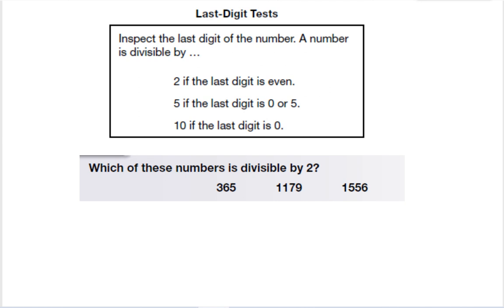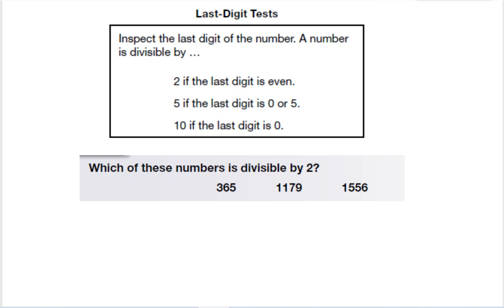So the first set of tests are what we call last digit tests. And so we're looking at the last digit of a number. So if the last digit in a number is even, then we can divide it by 2. If the last digit is 0 or 5, then we can divide it by 5. If the last digit is 0, then we can divide it by 10.